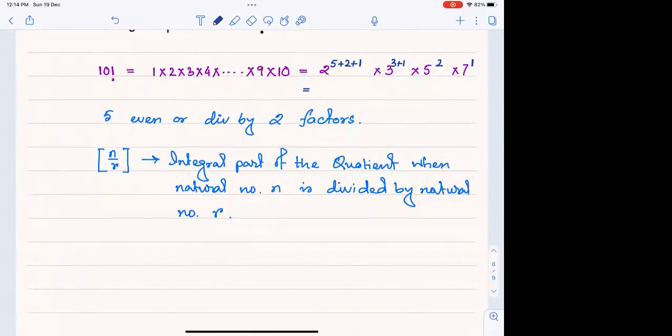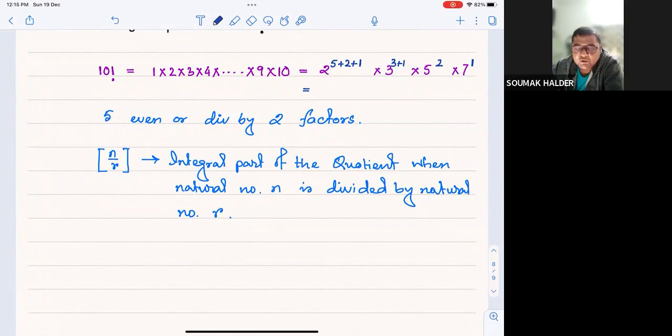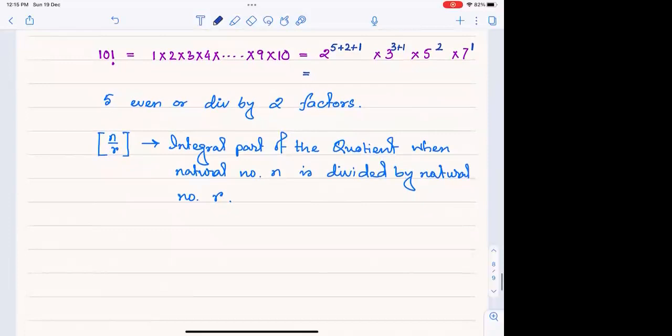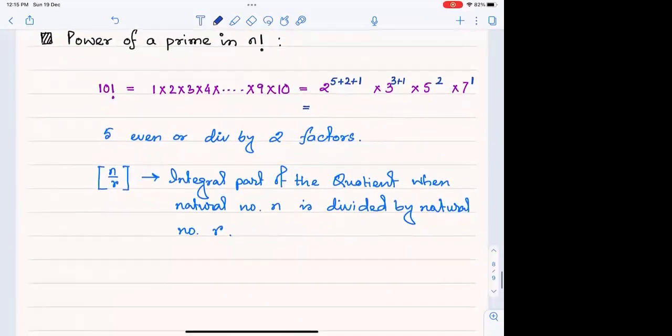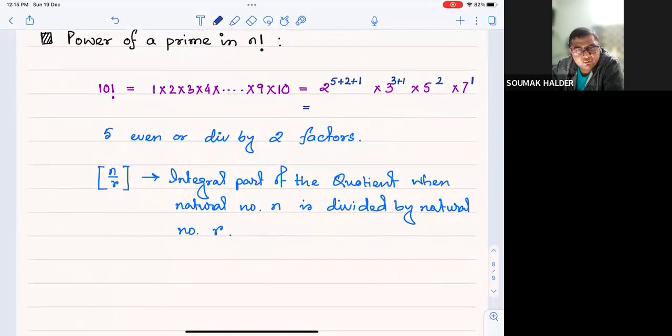I think that there should be 2 to the power 6, right? 2 to the power 6. Okay, justify your counting. Sir, because from 2 we are getting 1, then from 4 we are getting 2 square, and from 8 we are getting 2 cube, right?